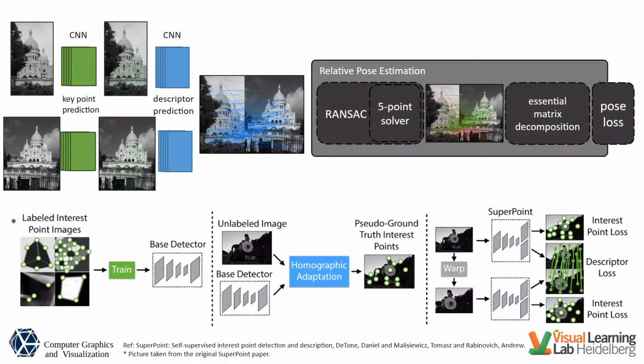But to obtain a pose estimate between camera positions, we need to apply a robust estimator like RANSAC with a 5-point solver to find the essential matrix, decomposing which yields the relative transformation, all of which is not taken into consideration for training the SuperPoint network.